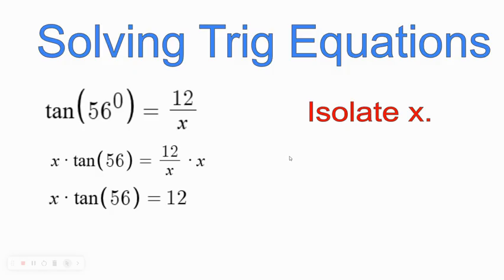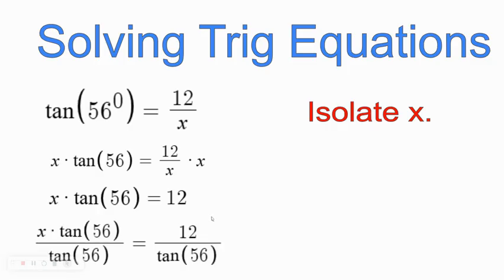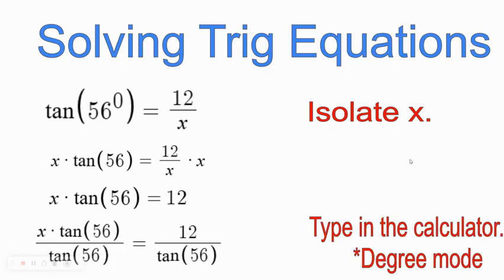Now, here's where our extra step comes in. Because x is not by itself, we have to get rid of this tangent of 56 so that x can be all by itself. And the way we do that is we do the opposite of multiplying by tangent of 56, and that is to divide both sides by tangent of 56. Notice I'm not doing 12 divided by 56. It's 12 divided by tangent of 56. And now we're ready to go to our calculator.